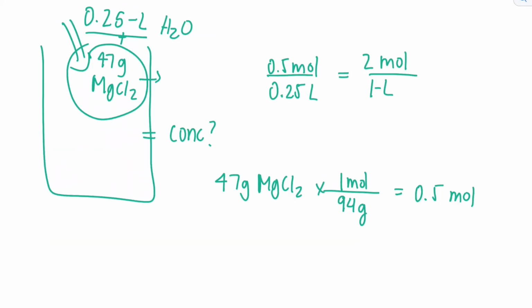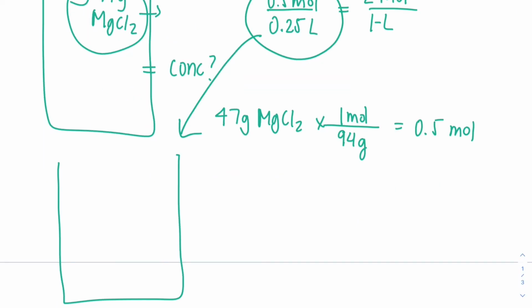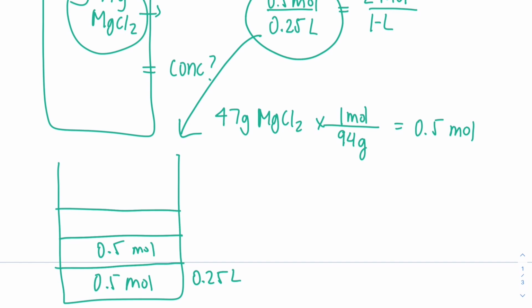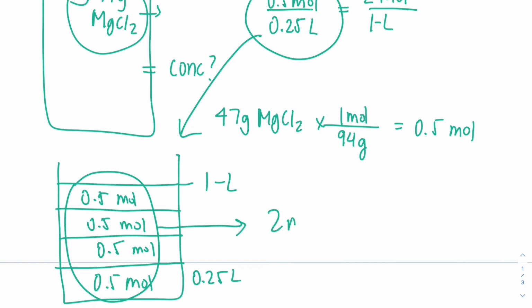Another way to think about this is in your beaker. If you added portions of this to your beaker until you got 1 liter, so down here this is 0.25 liters, 0.5 moles, and you added another portion, same amount, another portion, same amount, and one more portion, same amount. That would get you a total of 1 liter, and if you added up all the moles, 2 moles. And you can see that's what I got here, 2 moles per 1 liter.